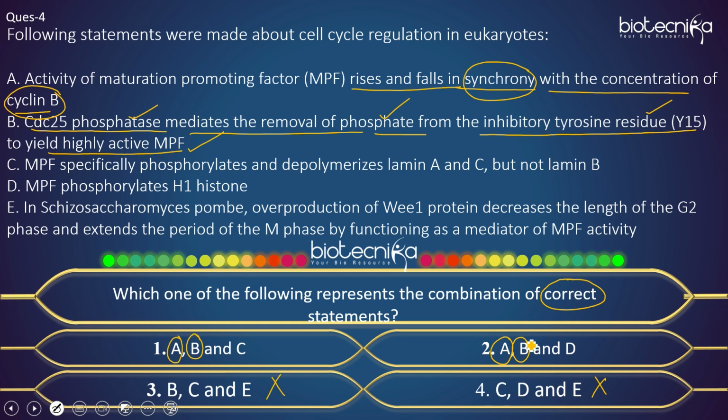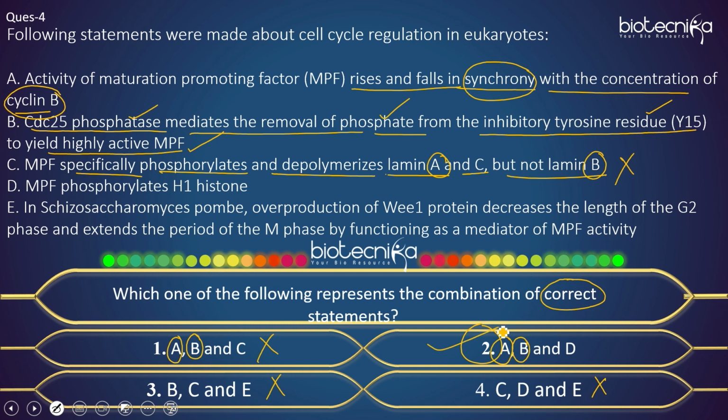So now let's read the third statement. MPF specifically phosphorylates and depolymerizes lamin A and C but not lamin B. So this MPF is specific for lamin A and B2, but here it is saying it is not specific for lamin B. So this option goes wrong. Where you can see option C, it is there in the first option. So accordingly, option 2 is our right answer.